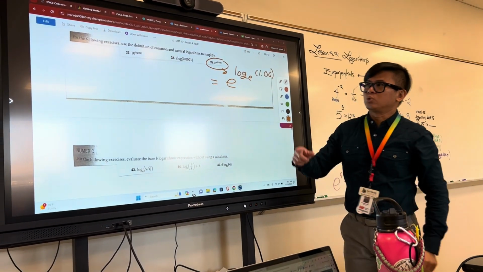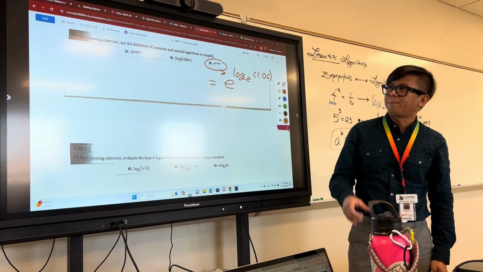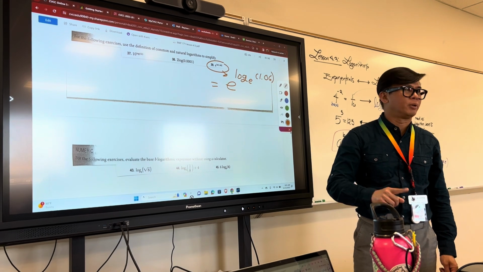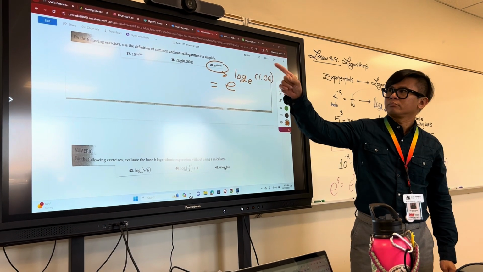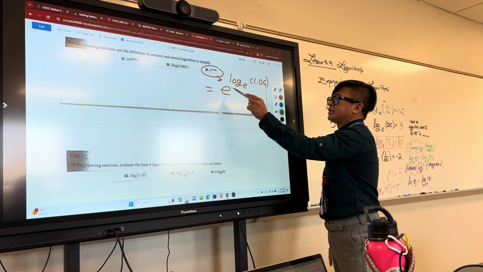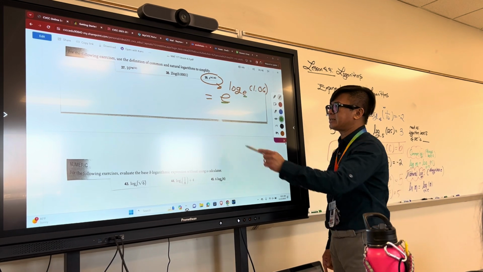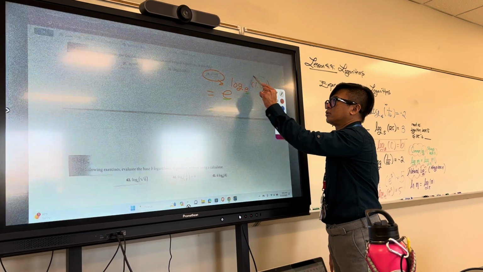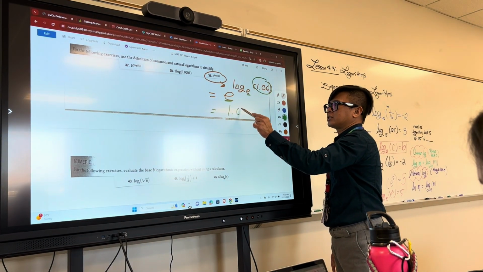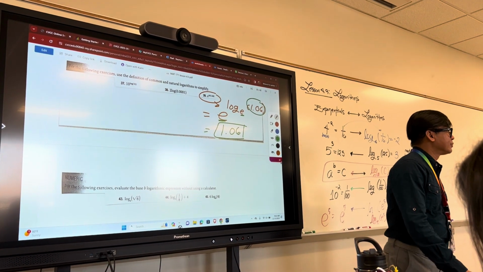And according to this, what kind of inverse log property are we using? The first part or the second part? The first part. As you may notice, since this base and that base are the same, then the answer is automatically 1.06. Are we good, guys?